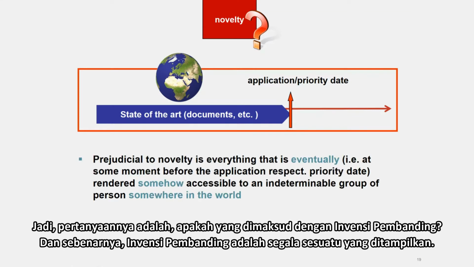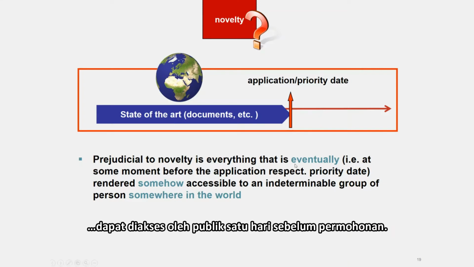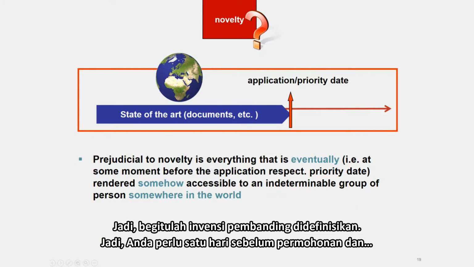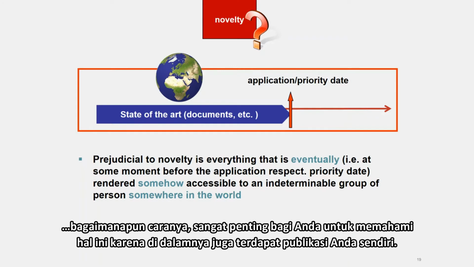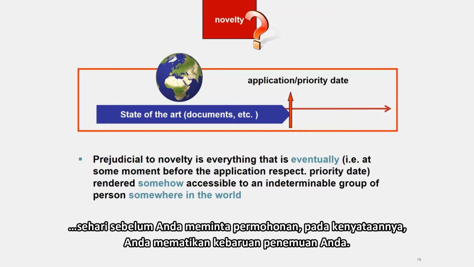And in fact, the state of the art is everything which was rendered, by use, orally or by a written publication, somehow rendered accessible to the public one day before the application. So that is how the state of the art is defined. So you need one day before application, however the manner is. It is very important that you understand this point, because it includes also your own publications. If you publish in any manner one day before you asked for the application, in fact, you killed the novelty of your invention.